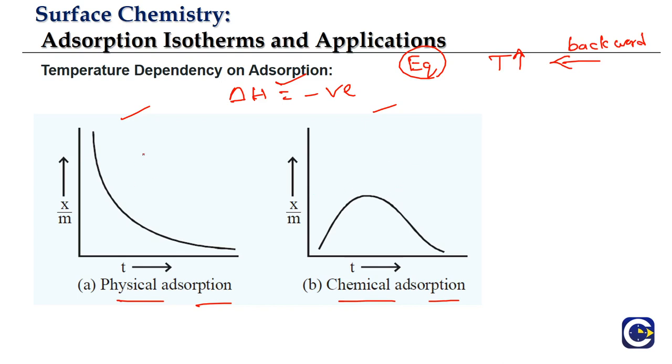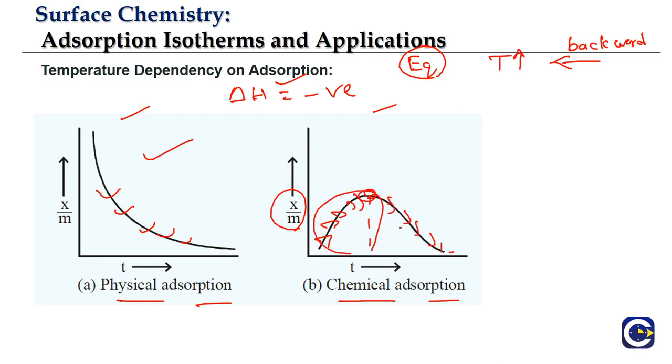But if you look at physical adsorption, it is pretty straightforward. As temperature is increasing, we see that the x by m value keeps on decreasing. But that is not the case in chemical adsorption. We see that in chemical adsorption, initially the x by m value is increasing with temperature. Once it reaches the peak or the highest, after that it keeps on decreasing.